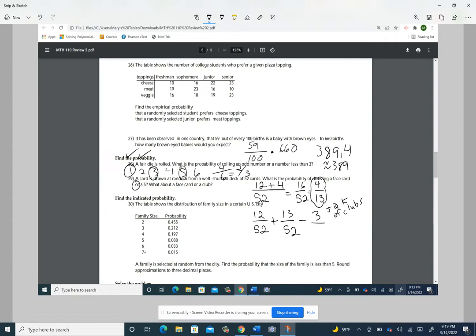So if you don't have the list of cards in front of you and you're using the formula, don't forget not to double count. So that would turn out to be 22 out of 52, or 11 out of 26 would be the answer to the second part here. Okay.